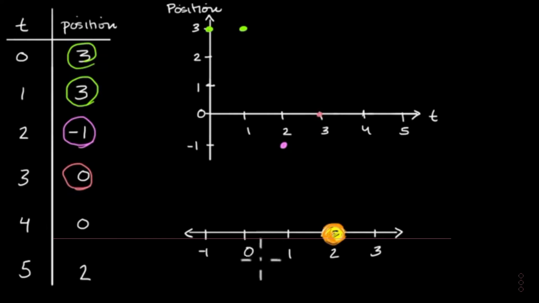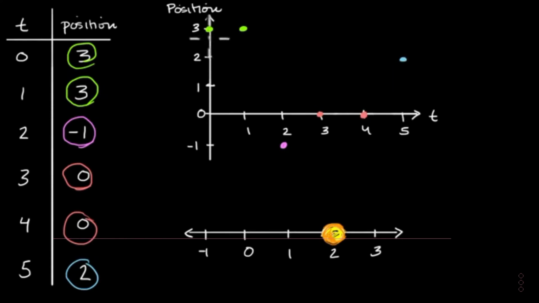Remember, even though we're thinking about left, right here, here position is up, down. So here our position is 0 at time 3. And then at time 4, our position is still 0. And then at time 5, our position is at 2.